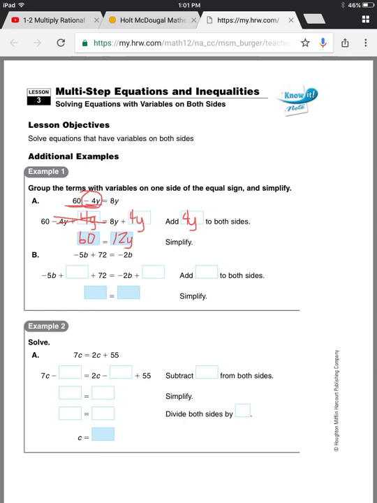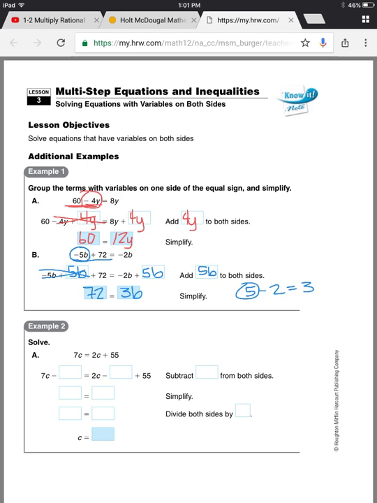So, look to the side with a variable and a constant, and move the variable first. 5b is being subtracted. The opposite of subtracting 5b is to add 5b. These 5's cancel out, which leaves us just 72, and negative 2 plus 5b would be 5 minus 2 equals 3. 5 is the bigger absolute value, and it's positive, so our answer is 72 equals 3b.